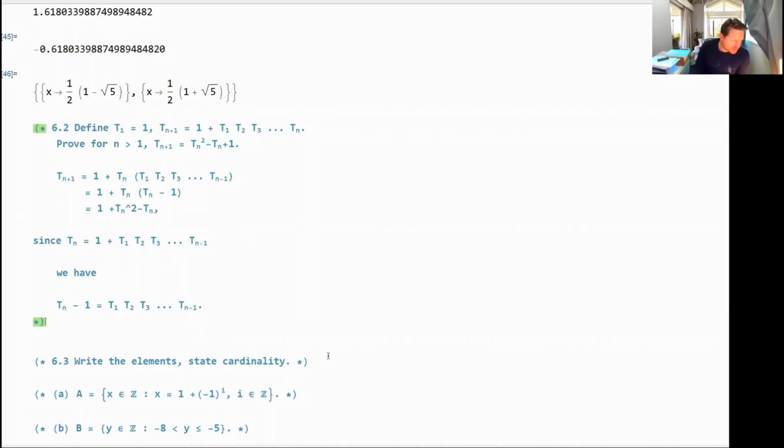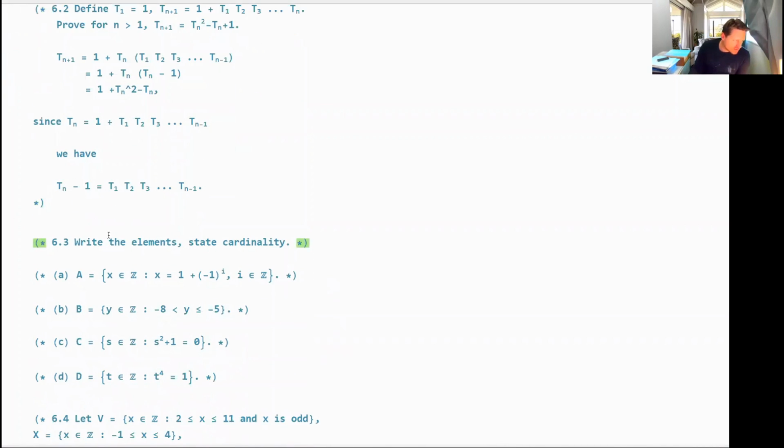Okay, so let's move on and do the next one. 6.3, write the elements of these sets and state the cardinality, basically. So the first set, A, the set of all integers such that x is equal to 1 plus minus 1 to the power of i, where i is an integer.